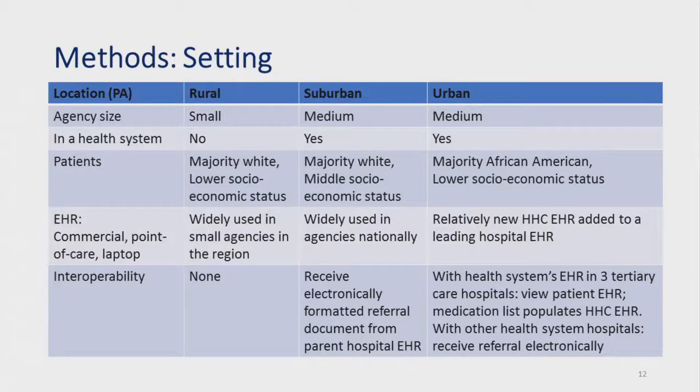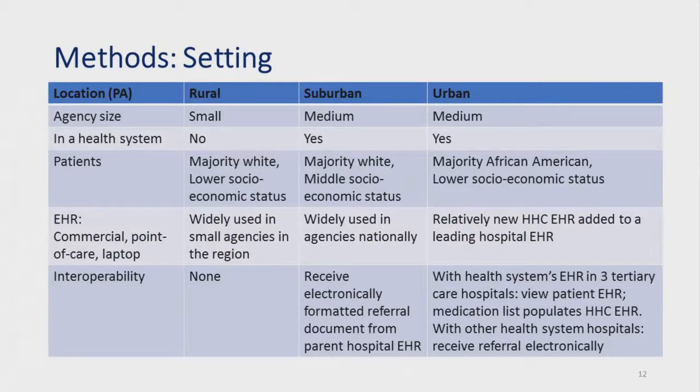And in terms of interoperability, we had a few different flavors. So interoperability is the ability to electronically communicate information between settings, from one facility to another. The rural agency, being standalone, had no interoperability. The suburban agency could receive electronic referral documents only from their parent hospital in the entire health system, not from any of the other hospitals in the health system.